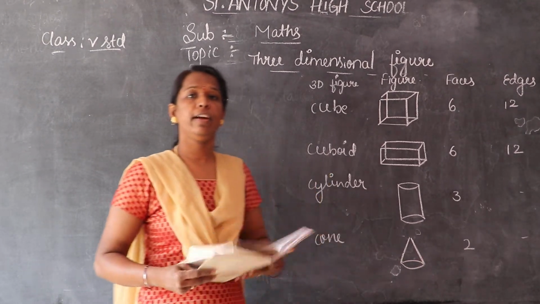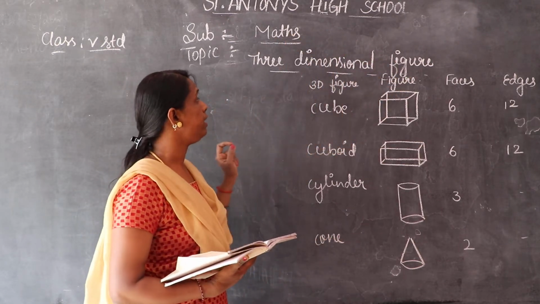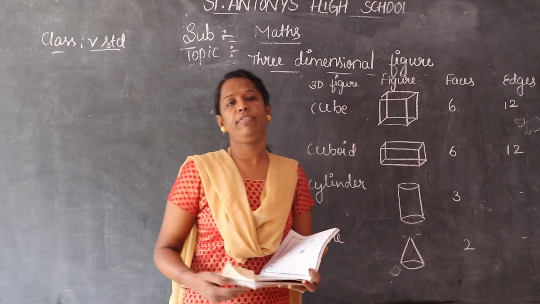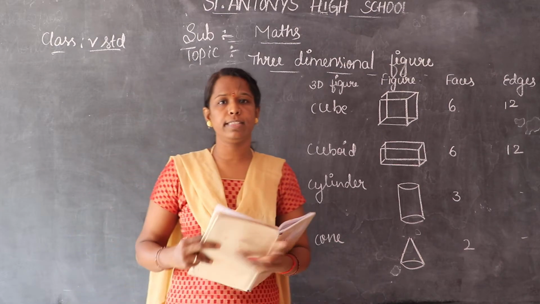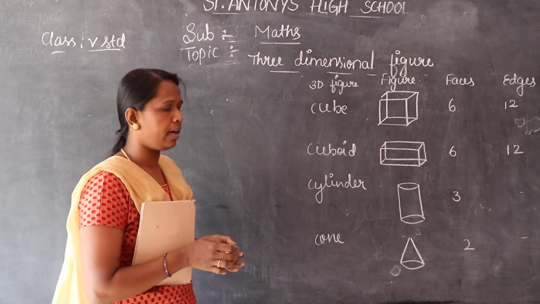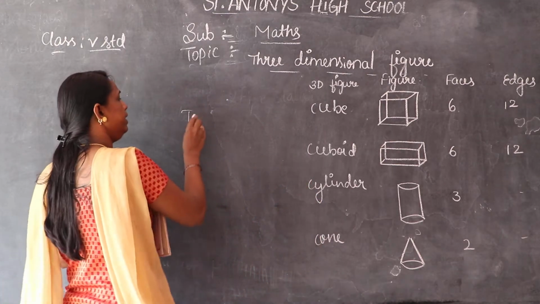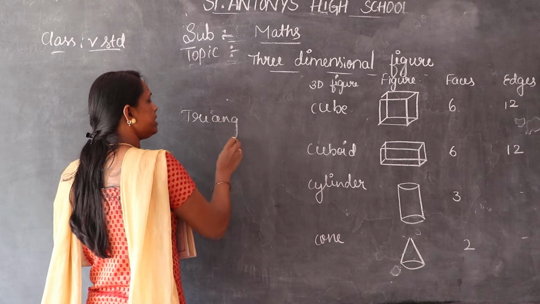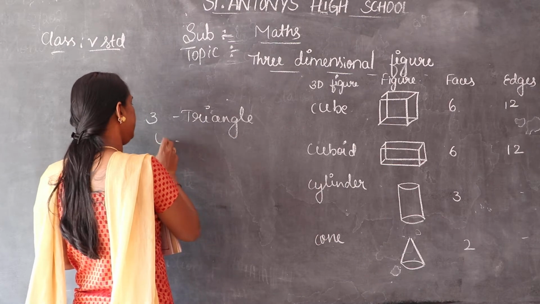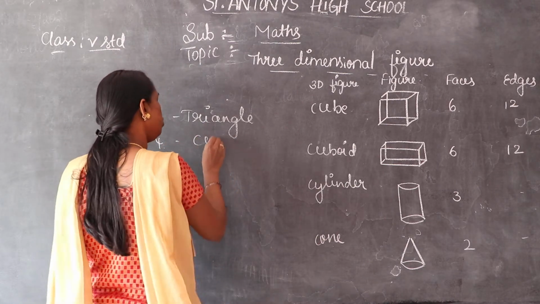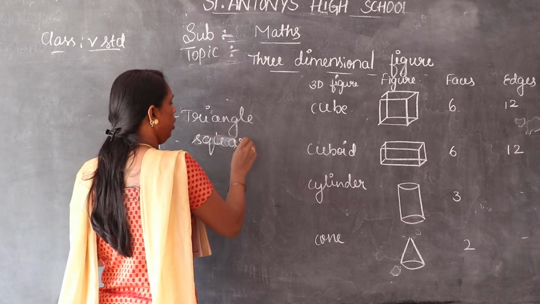Okay children, today we are discussing the lesson three-dimensional figures in the geometry part. Children, you know that polygons means figures with some number of sides. For example, a three-sided figure is called a triangle. How many sides are there? Three sides. A four-sided polygon, what we call a square and rectangle.